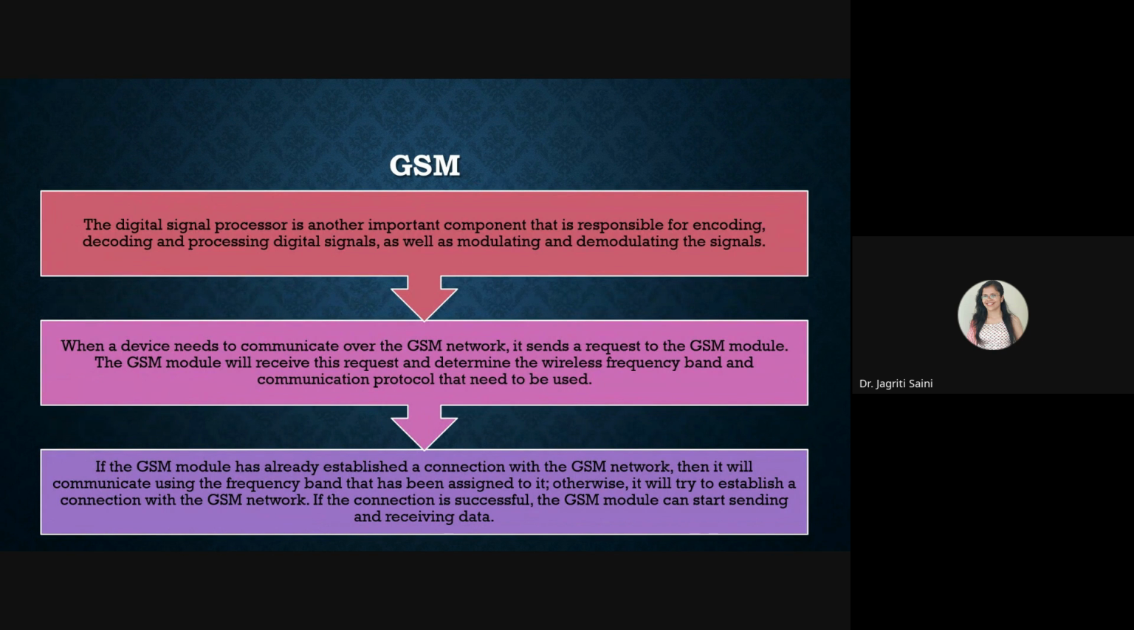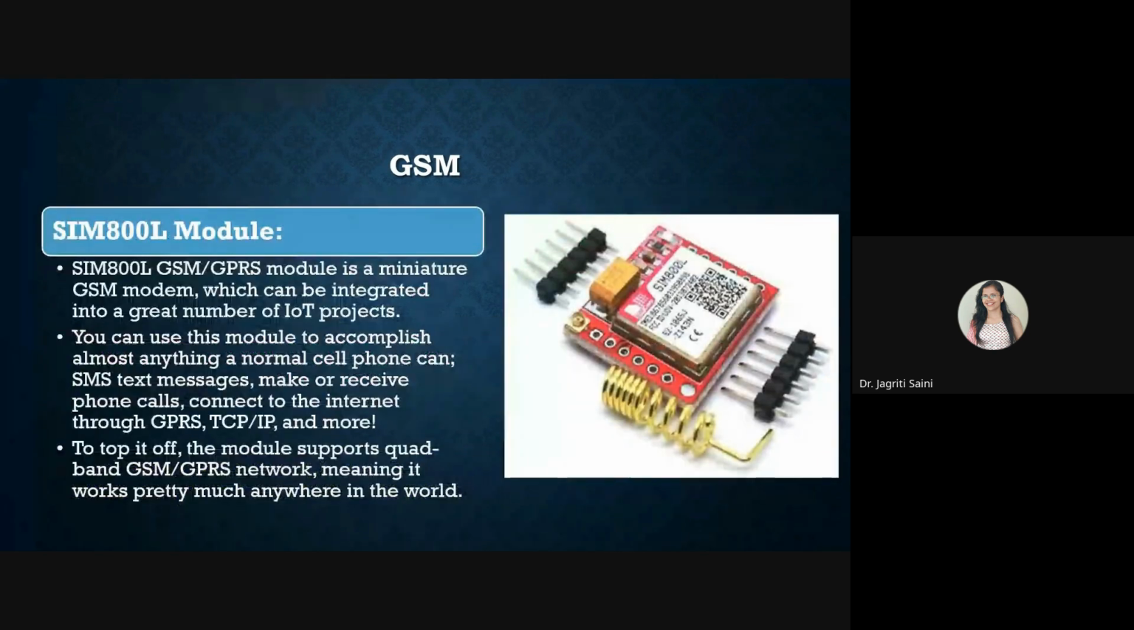These GSM modules are again available in so many forms. They can encode, decode signals, they can process signals, they can modulate or demodulate signals. Depending upon what kind of chip you have used on the hardware side, accordingly, the modulations or the frequencies it will select. For instance, in the market, initially we were working on the SIM800L module. This is the most initial module you will find in the GSM area.